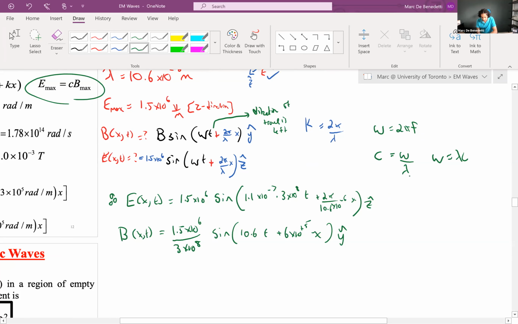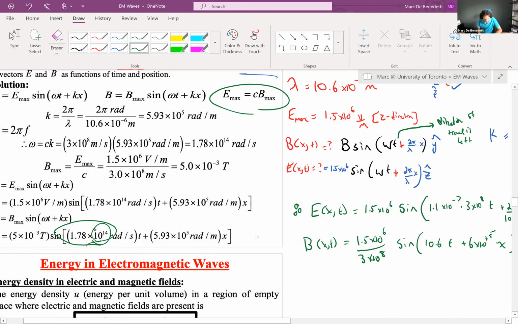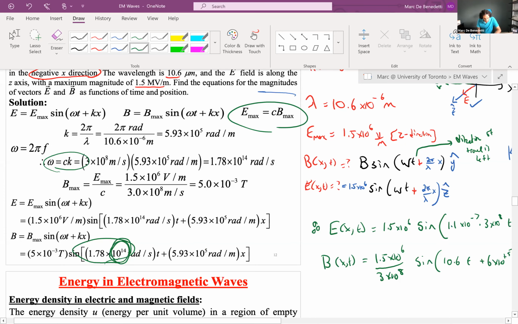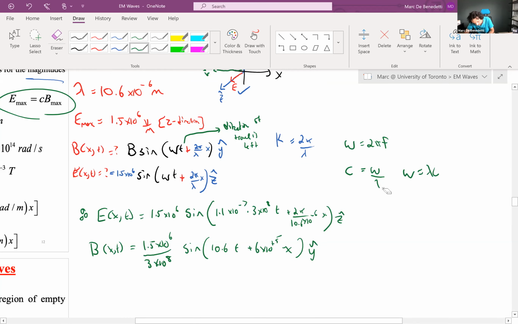Omega over lambda, what are they getting here? Times 10 to the 14. Where are they getting that? Omega equals c. Oh yeah, it's not lambda, it's k. Right, I got the equation wrong. Sorry, yep, that's right. And that is going to be omega over k. k is going to be 2 pi over lambda. There we go. That makes much more sense.